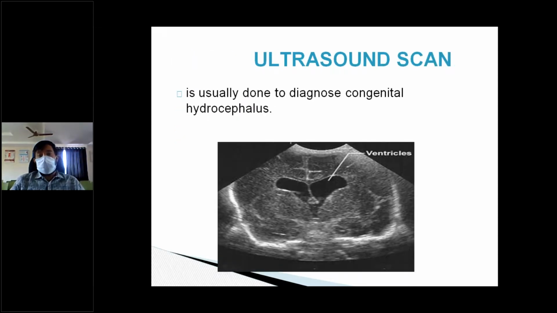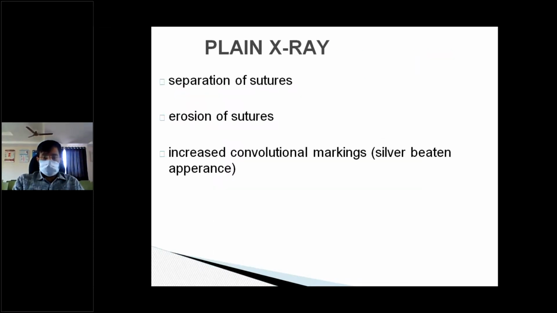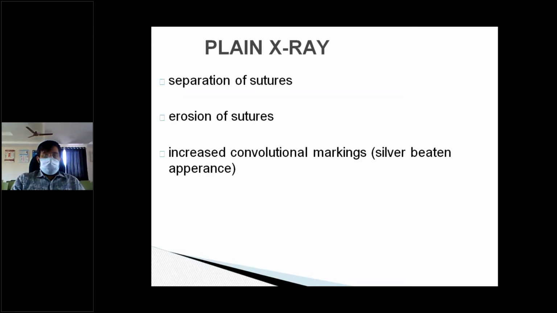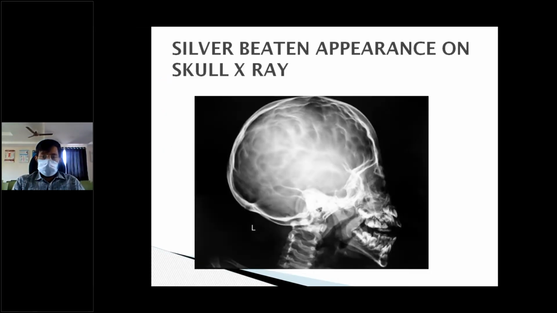Ultrasound scanning is usually done to diagnose congenital hydrocephalus. Here you can visibly see the ventricles and the fluid within the ventricles. On plain X-ray, the separation of the sutures, erosion of the sutures, and increased convolution markings are seen. These are the main findings seen in the X-ray. It is also called the beaten copper appearance, seen in the skull X-ray.